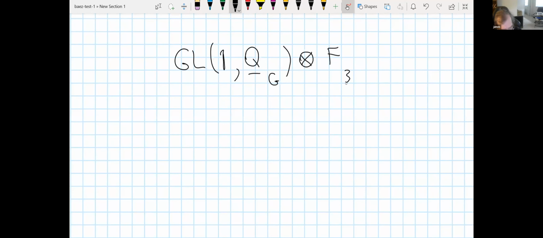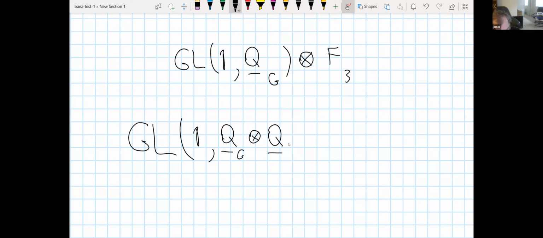I guess I should modify this slightly here. I forgot to incorporate the Eisenstein. We're sort of mixing together the Gaussian and the Eisenstein here. Let me see if I can write it more correctly. So we're going to take the Gaussian rationals combined with the Eisenstein rationals. And then we're going to tensor with the 3-element field. So now we have produced an infinite dimensional vector space over the 3-element field.